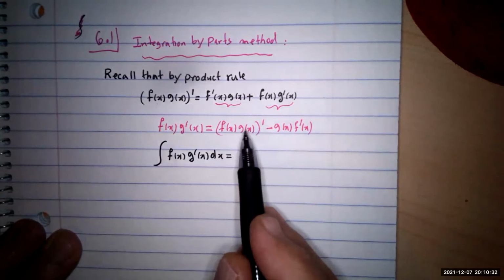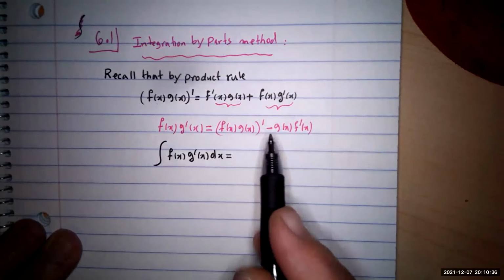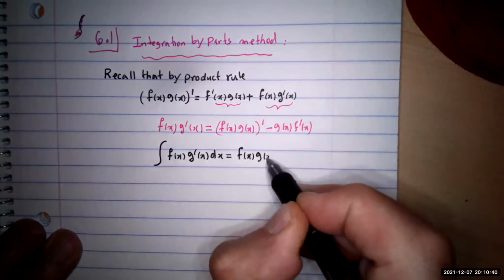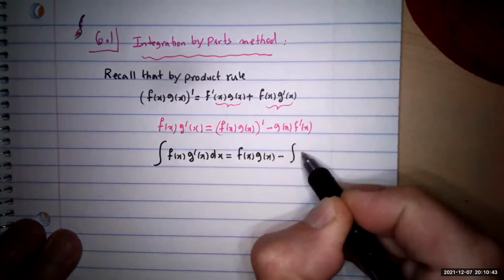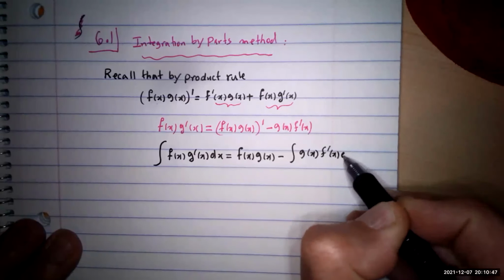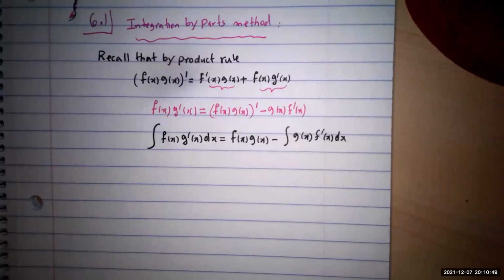Since this is a prime antiderivative, you know that the integral of the derivative would be just a function, f of x, g of x, minus g of x, f prime of x, dx. So if you integrate both sides of the equation, that gives you this formula. And this formula is going to be called integration by parts.